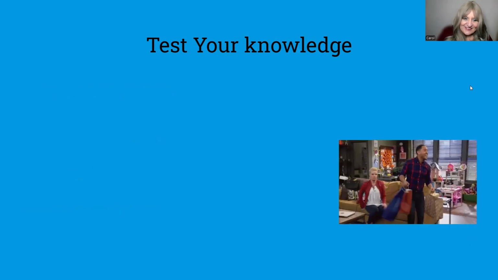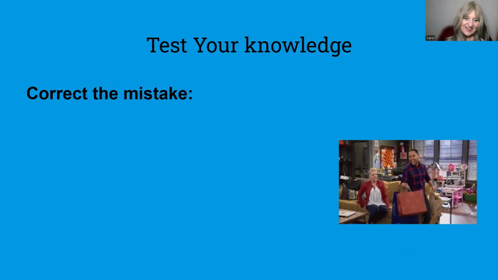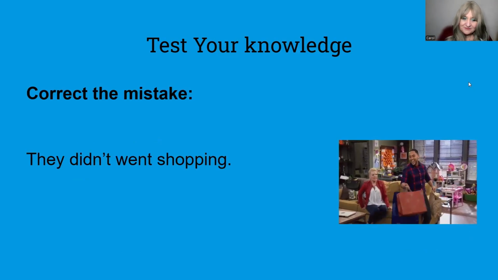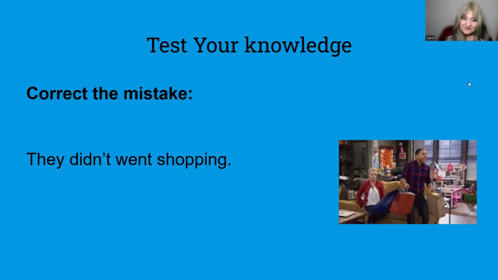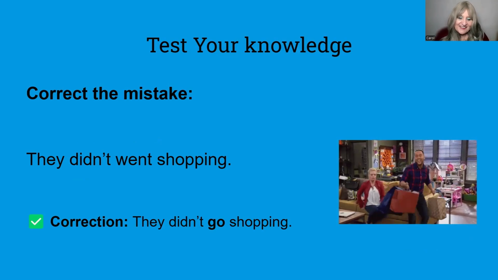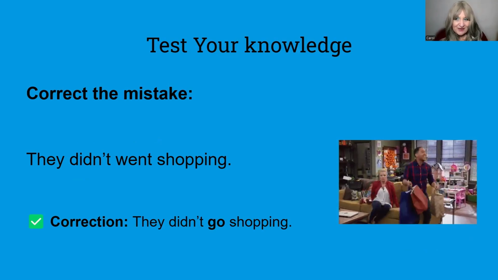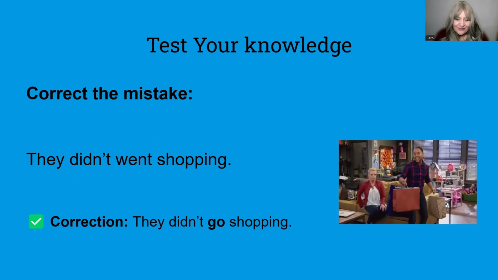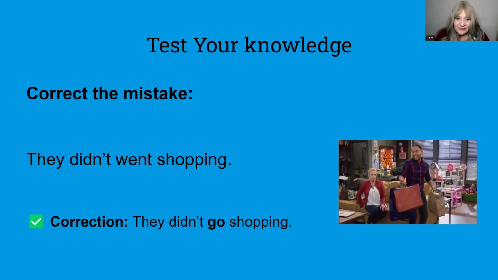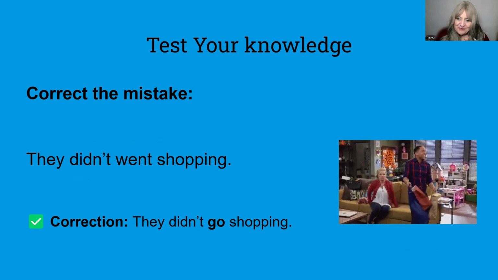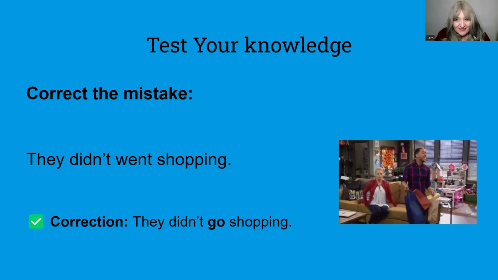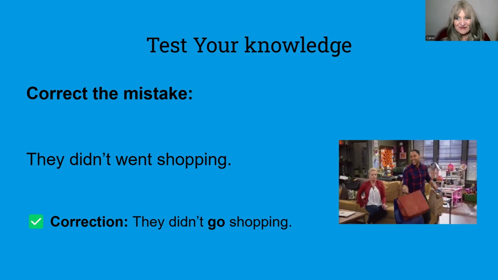Okay, next question. Correct the mistake. They didn't went shopping. Okay, so the correct way to say this is that they didn't go shopping because it's negative. So we use the base form of the verb, not the irregular past form. But looking at that picture there, that little film, I think they actually did go shopping.